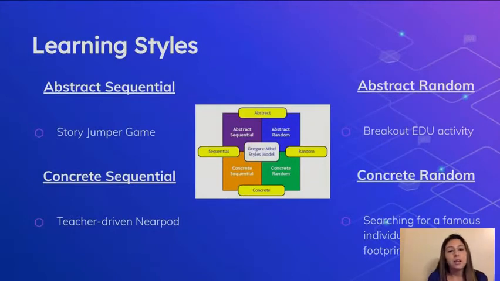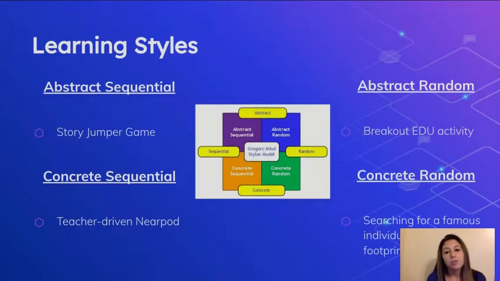So for learning styles, the 4 different learning styles that are going to be addressed are abstract sequential, abstract random, concrete sequential, and concrete random. So for abstract sequential, the Story Jumper game, students will be able to make choices. They'll be able to work independently, which would work best for those specific learners.